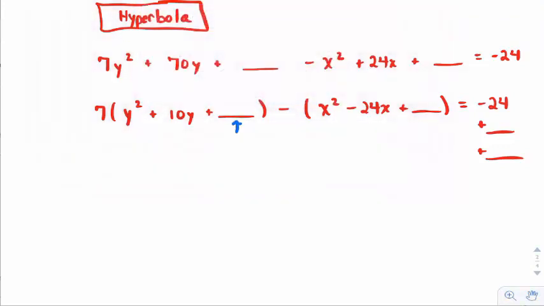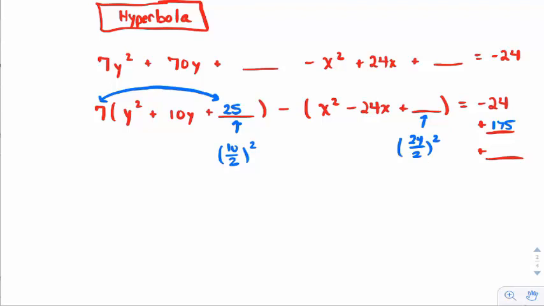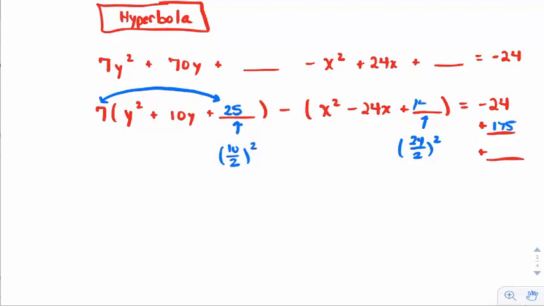So here I go. This is going to be, again, 10 over 2 squared when I'm completing the square. So that's going to be 5 squared, so 25. So that's going to add up to 175 on the right-hand side because it is 7 times 25. So you add 25 to one side, you multiply that 25 by 7, you get 175. Alright, for your second blank, I'm going to go 24 over 2 squared. So that's going to be 12 squared, so 144. And again, you're multiplying that 144 by a negative 1, so it becomes a negative 144 on the right-hand side.